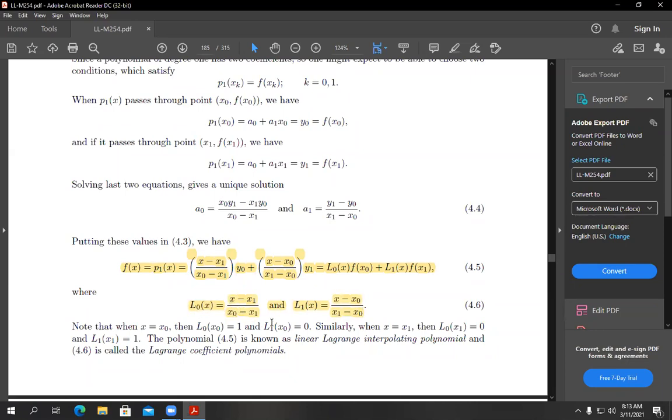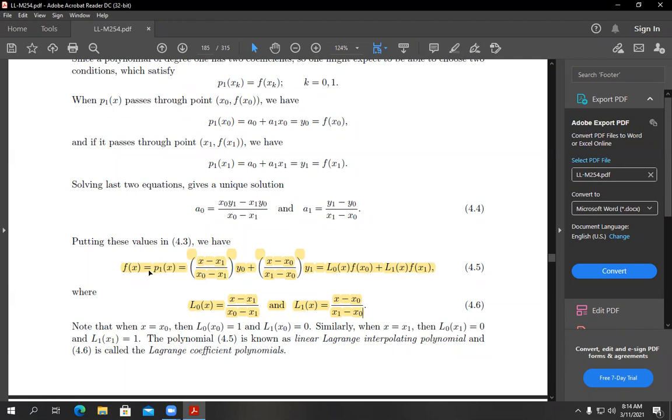To compute L0 and L1: for L0, you have x minus x1 on top, with x0 and x1 in the denominator. That means you don't have x0 in the numerator, but you have x0 in the denominator. For L1, you never have x1 on top, but you should have it in the denominator. This is easy to memorize. When you calculate these 2 coefficients, which are the unknowns, and put the values in, that gives you the answer here.